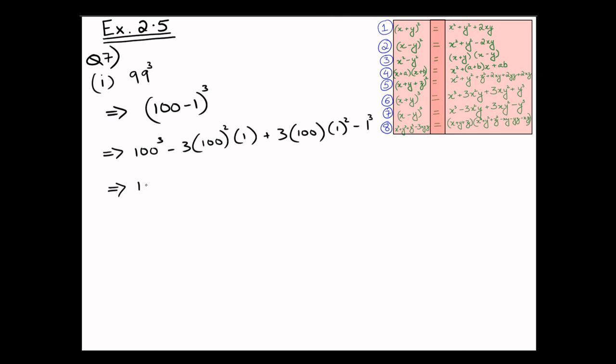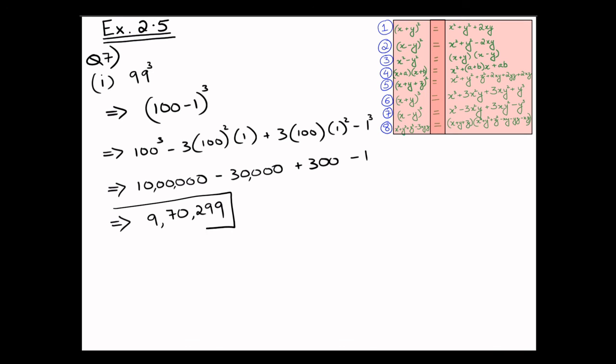So here it's 100 cube. That means there are 6 zeros here, 10 lakhs, minus 3 into 100 square, which means 4 zeros, is minus 30,000, plus 300 minus 1. Nine lakhs 70,299. Now we can cross-check this by actually doing 99 cube, and for sure we will get the same answer.